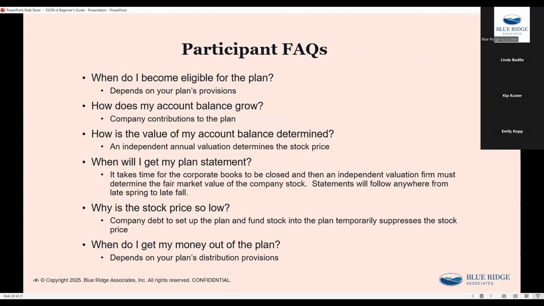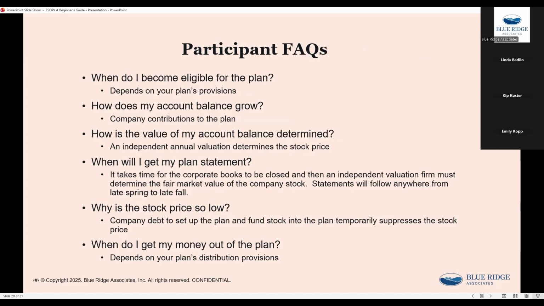And I will quickly go through this. We have listed some really common participant questions. These are the most common things that we see. A lot of it's the same thing that you would see in the 401k plan. How do I get in the plan? Everybody wants to know how they get their money out.